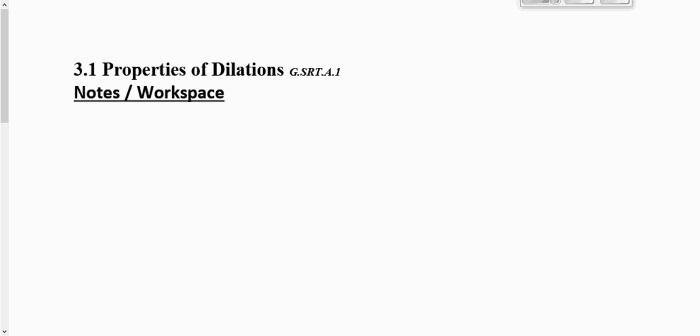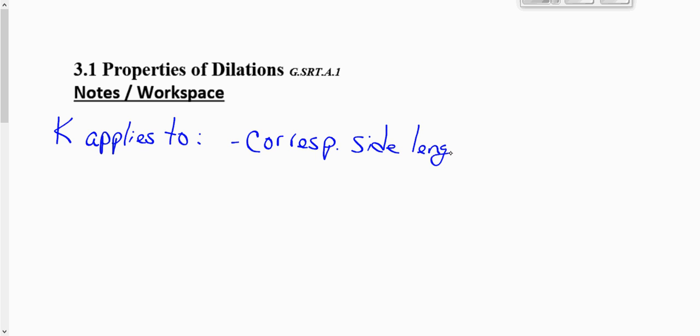All right, so let's talk about scale factor for a second and what it applies to. So K, the scale factor, applies to corresponding side lengths, okay? Any linear measurement in your figure, you can apply K to it, or use them to figure out what K was, right? What else is a linear measurement in a figure?